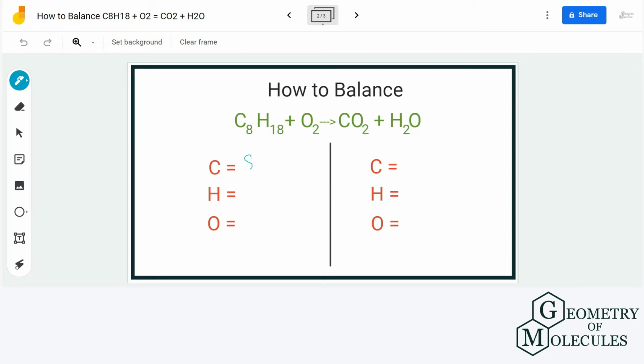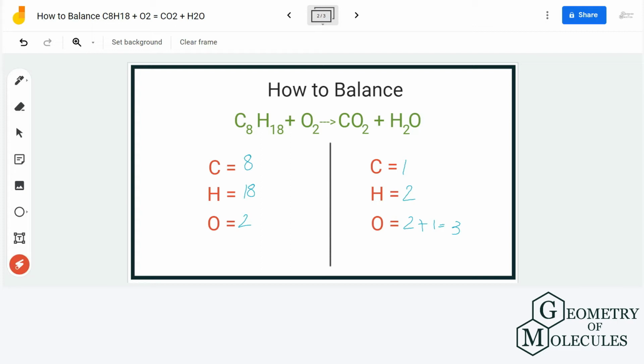So starting with the reactant side, we have 8 carbon atoms, 18 hydrogen atoms and 2 oxygen atoms. For the product side we have 1 carbon atom, 2 hydrogen atoms and 2 plus 1, 3 oxygen atoms. Okay, so we will balance the oxygen atoms at the last. We'll first start with the carbon atoms.